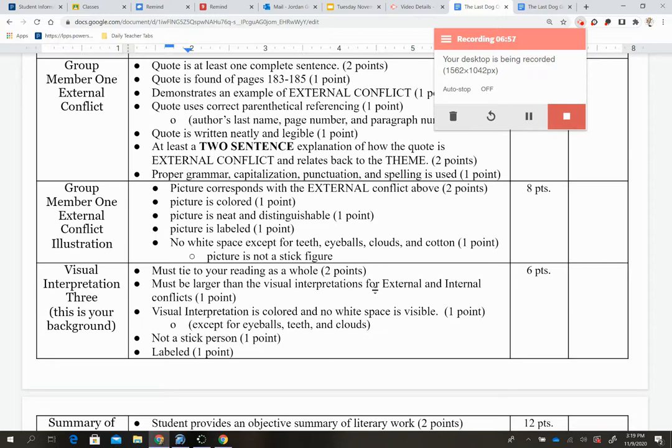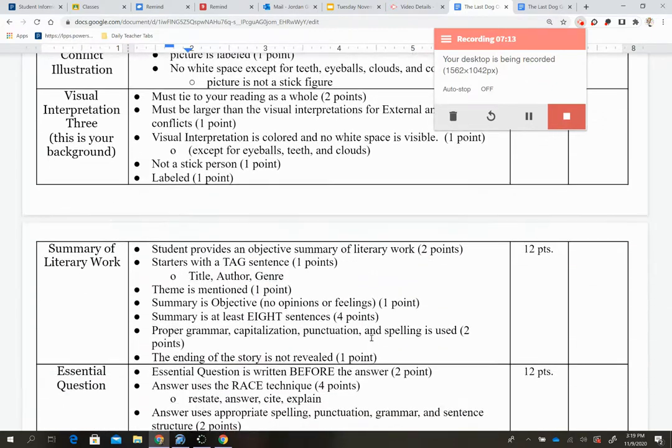And then the visual interpretation is colored and no white space is visible. So remember again, eyeballs, teeth, and clouds. It's not a stick person, and you have it labeled so I know what you're drawing. I know we're not all artists, so sometimes I need you to write down what you're drawing so I can figure out what it is.